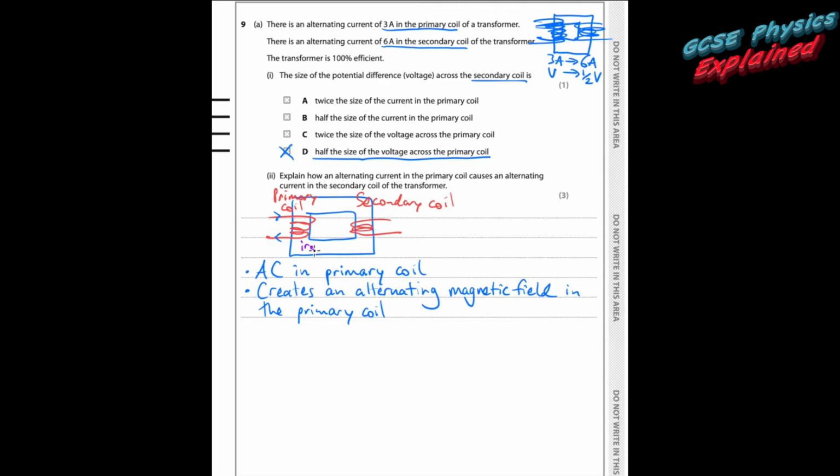Now this is an iron core, which of course is magnetic. So the alternating magnetic field in the primary coil is carried across and cuts through the coils of the secondary coil. And that creates an alternating current in the secondary coil.